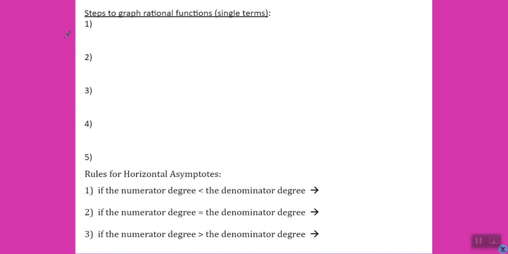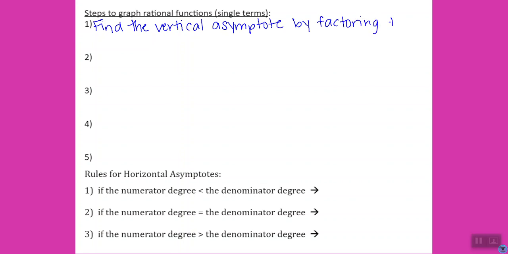So our steps to graph rational functions when they're in a single term, which is what we'll be doing today. The first step is to find the vertical asymptote. We do this by factoring the denominator.